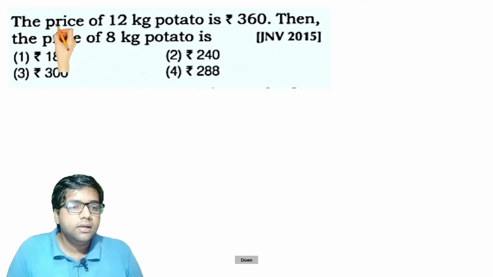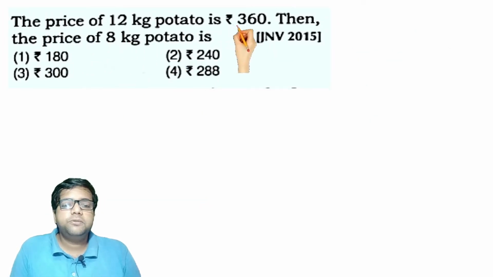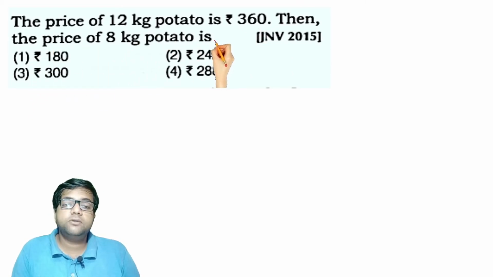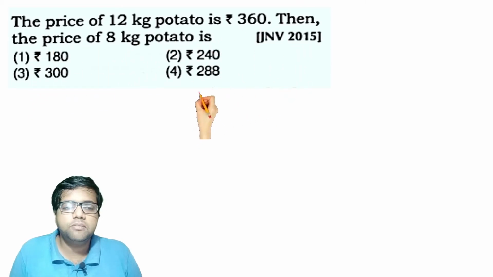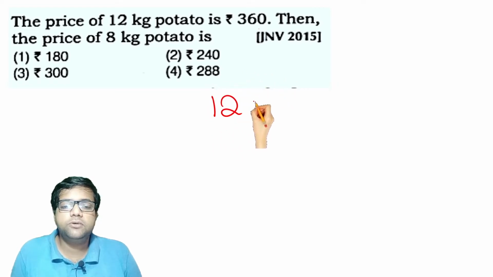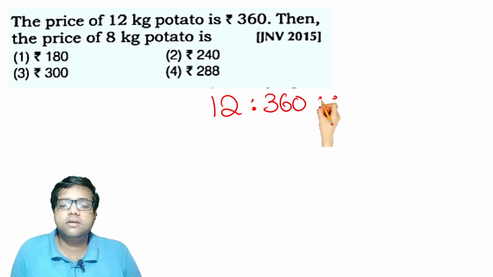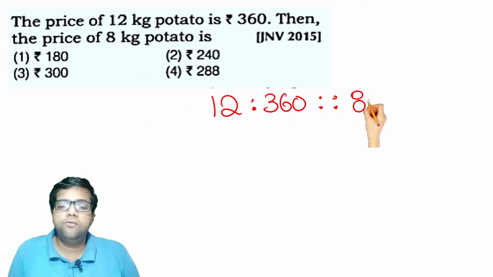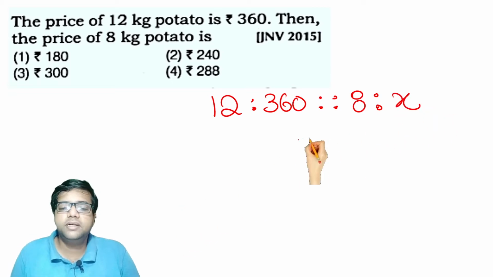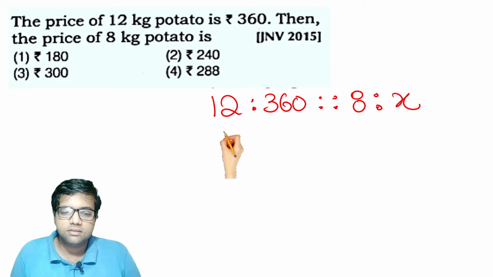The price of 12 kg potato is 360 rupees. Then the price of 8 kg potato is what? This is again a ratio and proportion question. 12 kg potato costs 360 rupees, and in proportion to this, what will 8 kg potato cost? We don't know the cost, we will keep it as x.